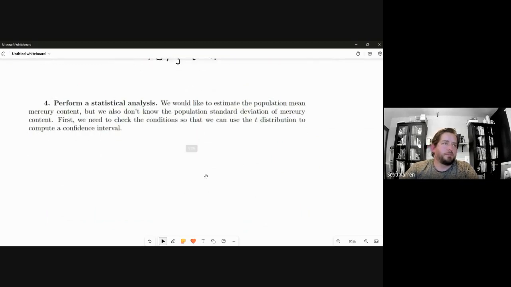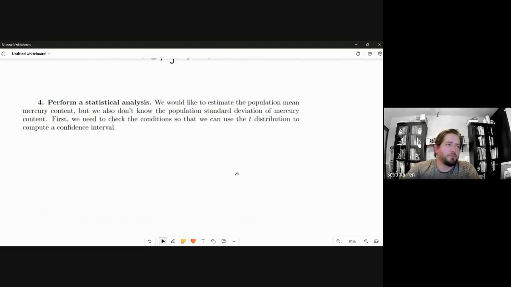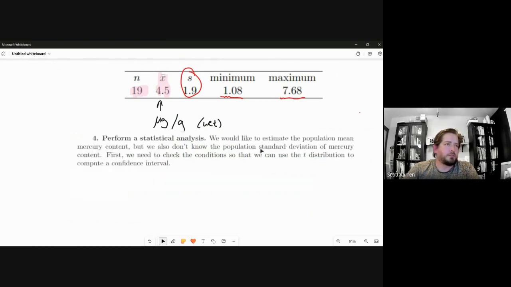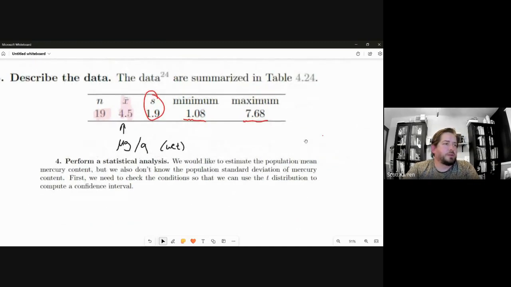We want to, let me leave this on the screen. We might need those numbers. We want to estimate the population mean, right? We've got a sample. Our sample mean is 4.5, but we want to create an interval for the population mean. But we also don't know the standard deviation. We have a sample standard deviation, so we're going to have to use that. And because we're using that, we're using a t-distribution, right?